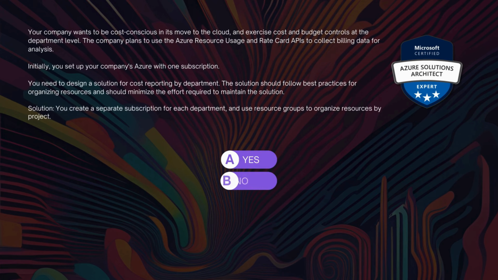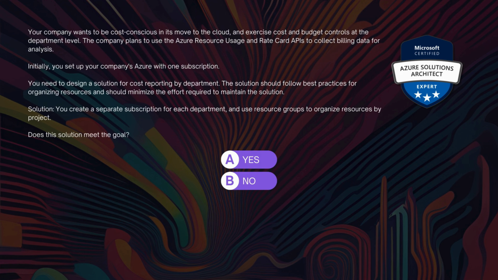Your company wants to be cost conscious in its move to the cloud and exercise cost and budget controls at the department level. The company plans to use the Azure Resource Usage and Rate Card APIs to collect billing data for analysis. Initially, you set up your company's Azure with one subscription. You need to design a solution for cost reporting by department. The solution should follow best practices for organizing resources and should minimize the effort required to maintain the solution.